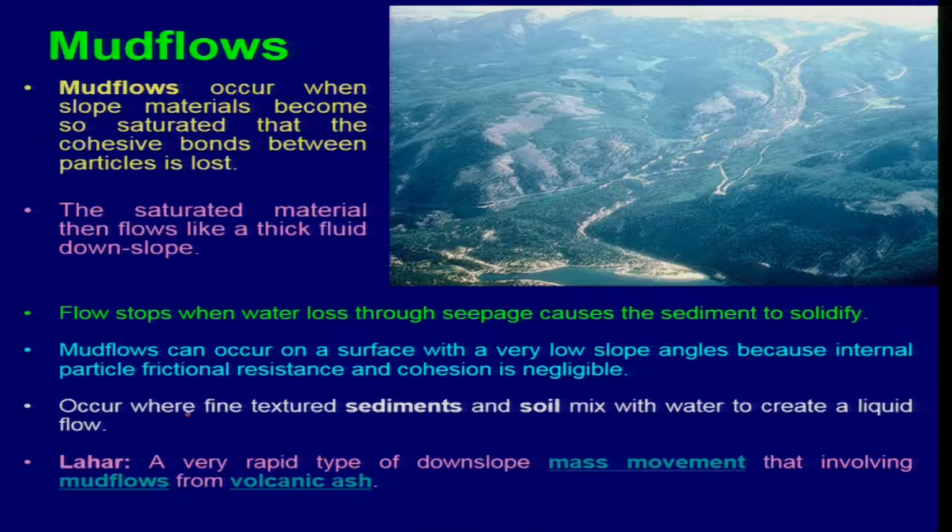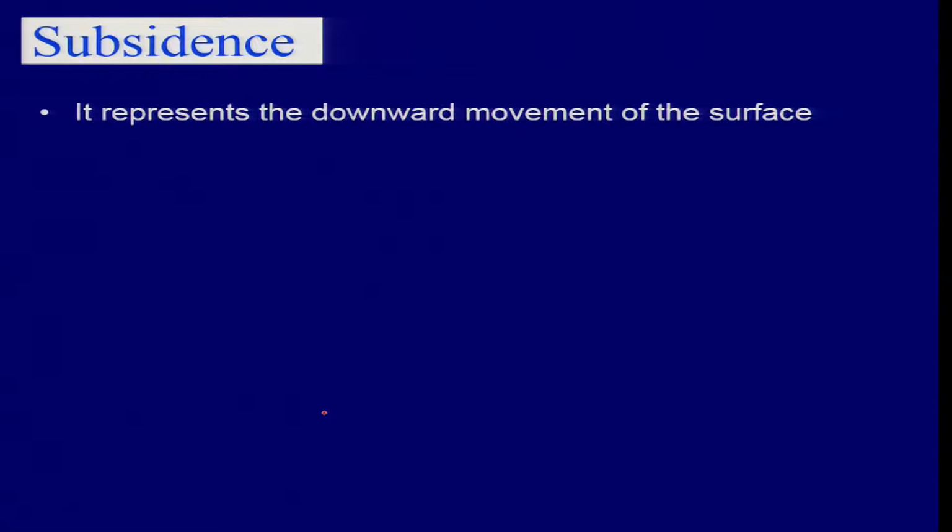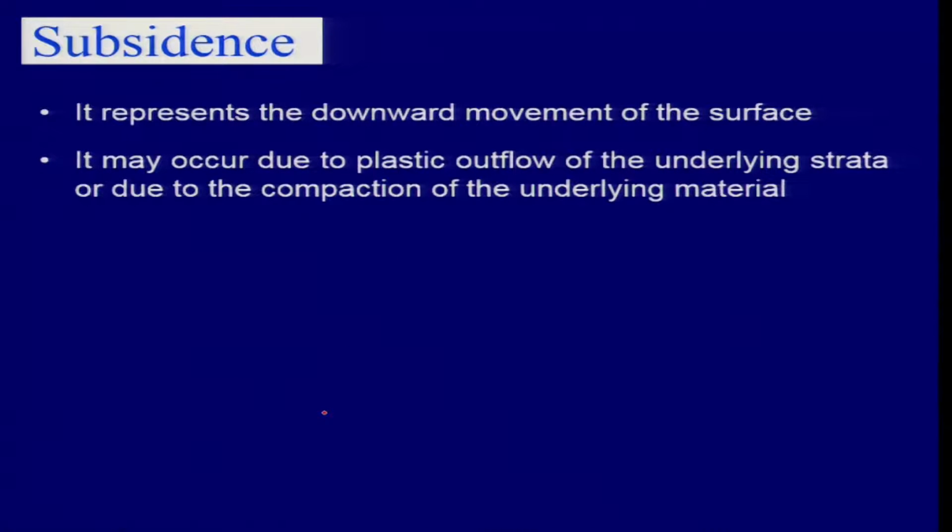It occurs where fine textured sediments and soil mix with water to create a liquid flow. So, if you have an excess amount of water coming up because of percolation or some other reasons, then you may experience mud flow in that region. Then coming to subsidence, it represents the downward movement of the surface. It may occur due to plastic outflow, as we have seen in the example of the Good Friday earthquake of 1964 in Alaska.